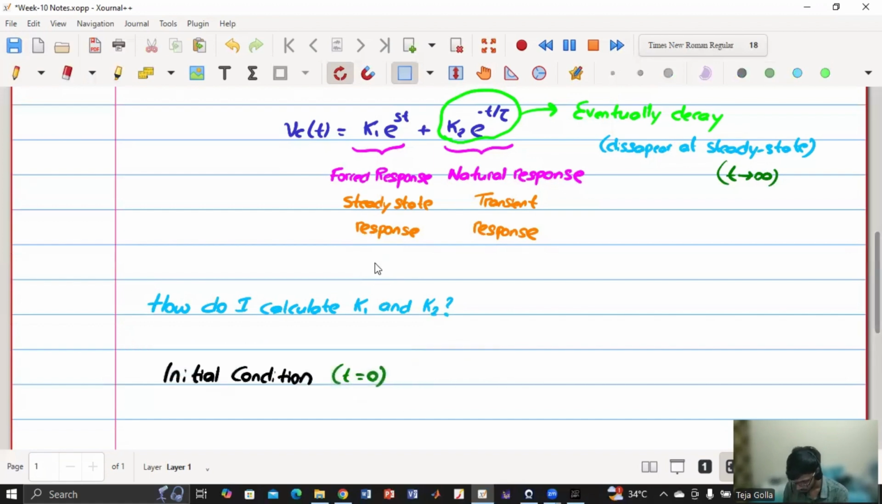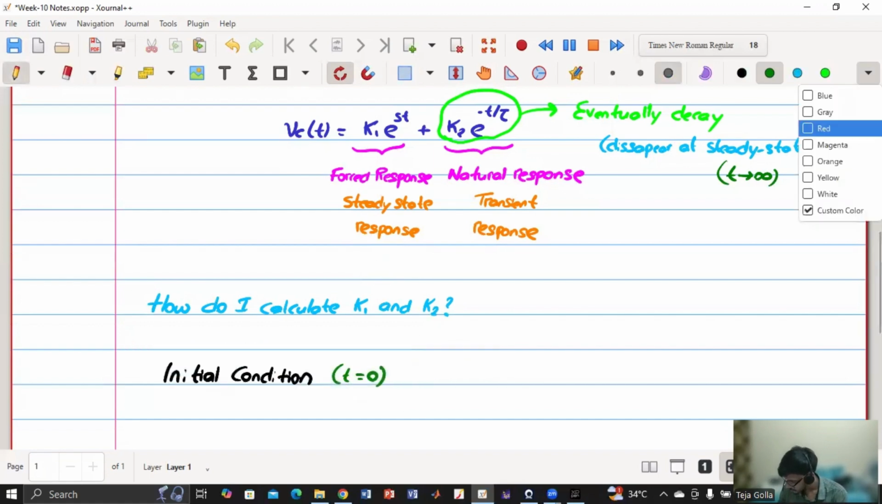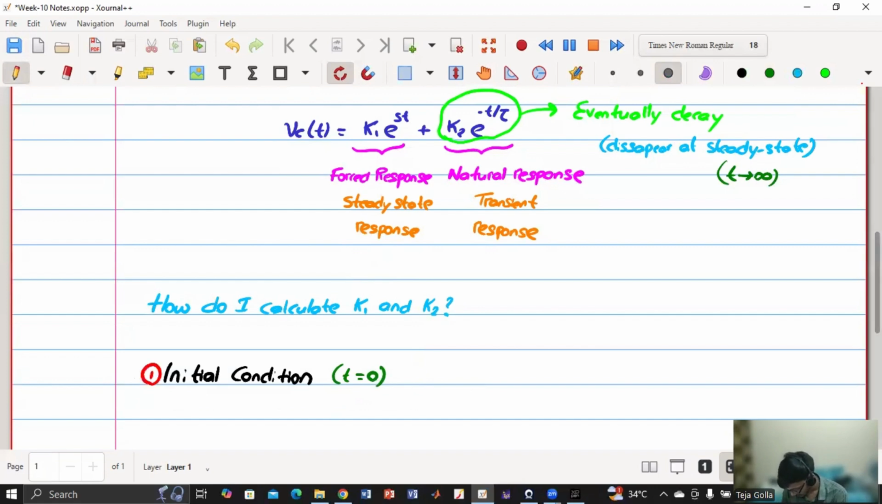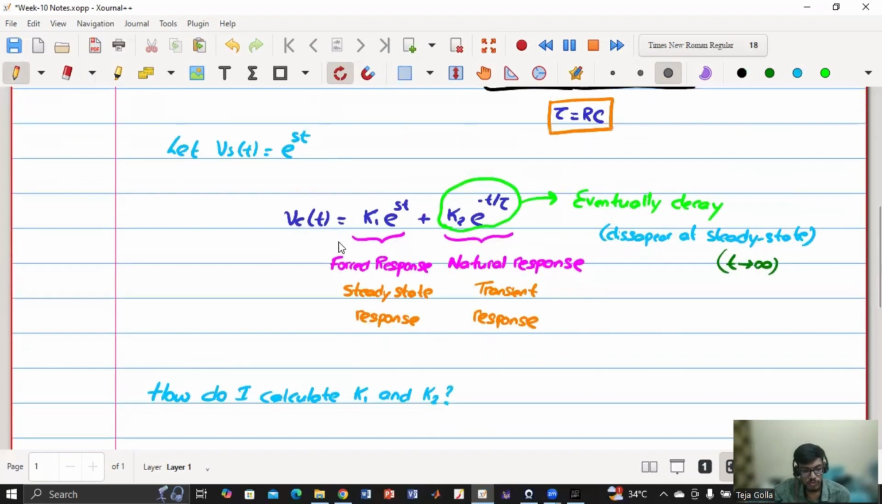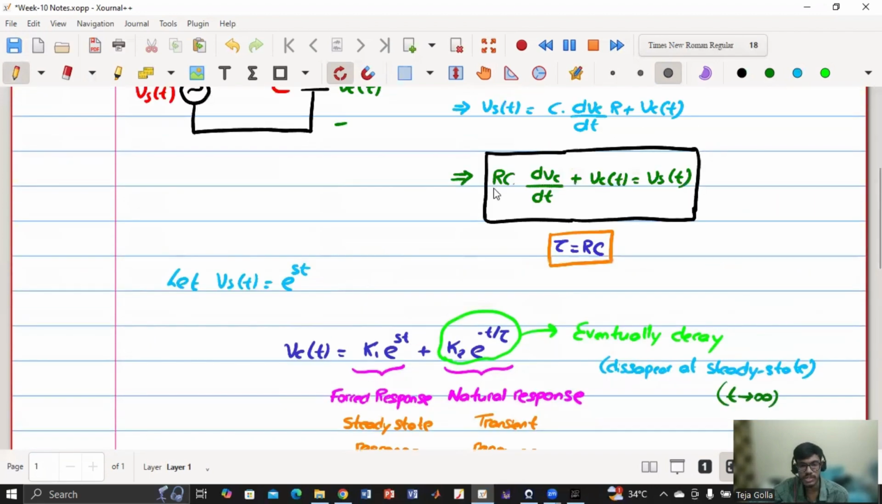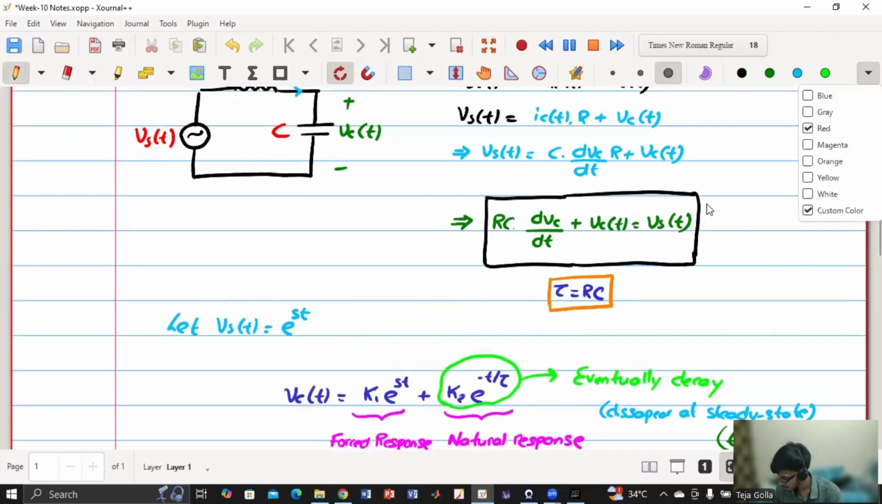So one is initial condition and the other expression. So now this is the solution of VC of t. So if we substitute this in this expression, we should get some term, right? Because this should satisfy this expression. So say I'm calling this as the differential equation.